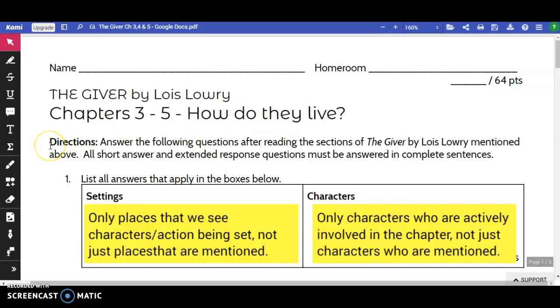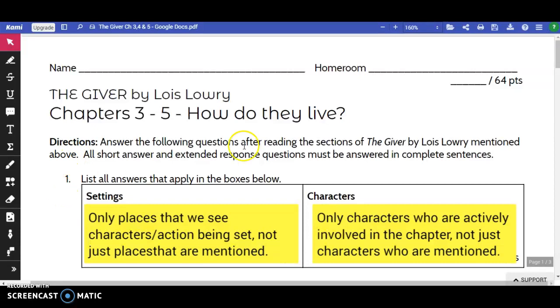The directions say, answer the following questions after reading the sections of The Giver by Lois Lowry mentioned above. That will be chapters 3 through 5. All short answer and extended response questions must be answered in complete sentences.